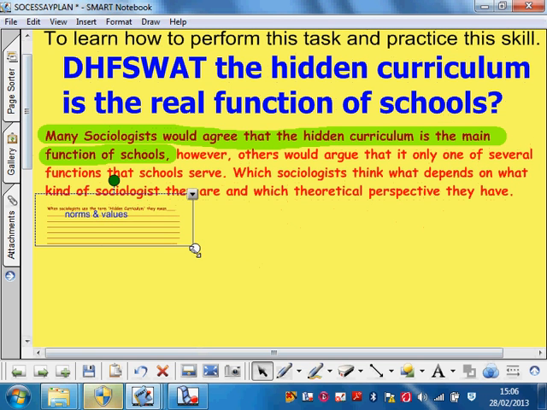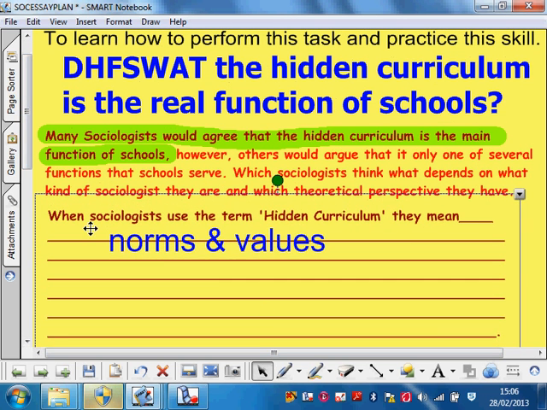First thing, I'd make sure the examiner knows that I know what the hidden curriculum means. When sociologists use the term hidden curriculum, they mean, and you explain it, how schools teach you all those norms and values to get you ready for life in British culture. Being on time, wearing school uniform, working for a reward, teaching you gender roles, etc.